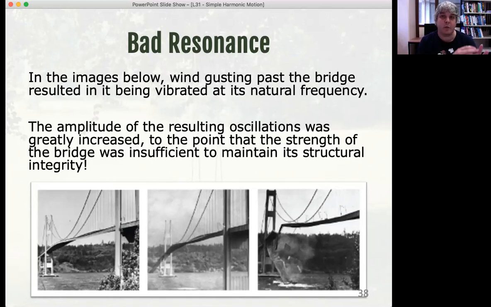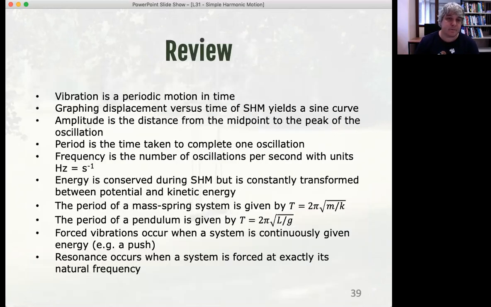That ended up with the wind and the catching of the bridge all happening at the right frequency to get something close to resonance, which meant that the bridge started swinging really far, and it was not designed to do that, and its strength couldn't maintain it, and so its structural integrity failed and the bridge collapsed. So resonance can be a bad thing.